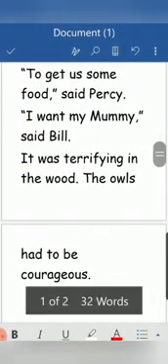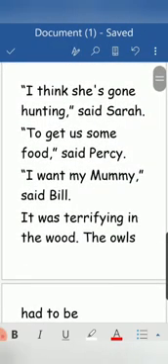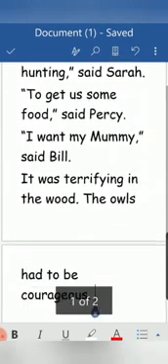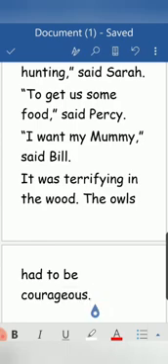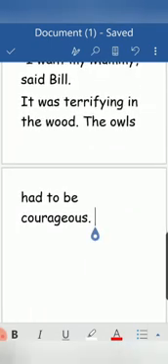That's the middle part of our story. Let's read it together. I think she's gone hunting, said Sarah. To get us some food, said Percy. I want my mummy, said Bill. It was terrifying in the wood. The owls had to be courageous. Remind me, what does courageous mean? Yes, it means brave. Lovely.